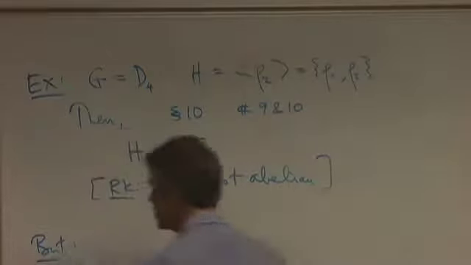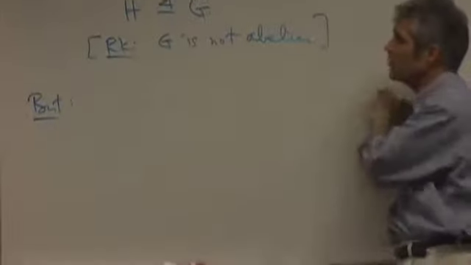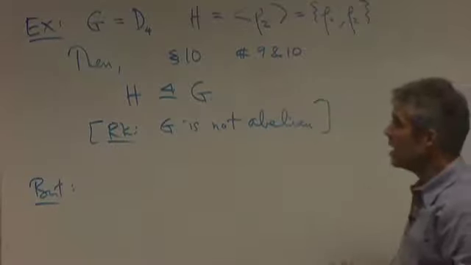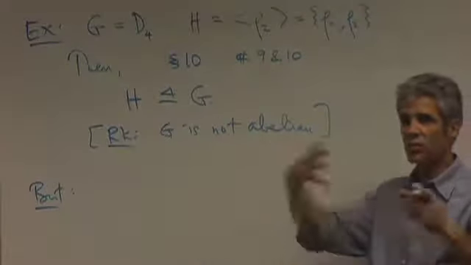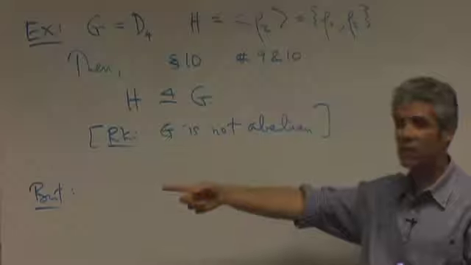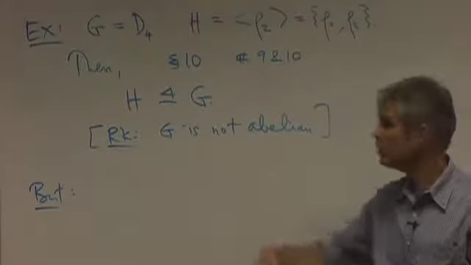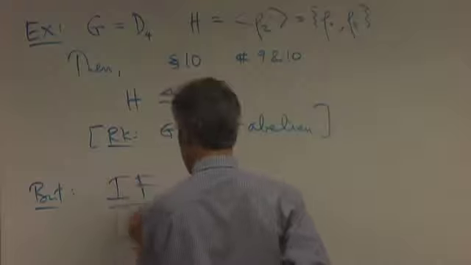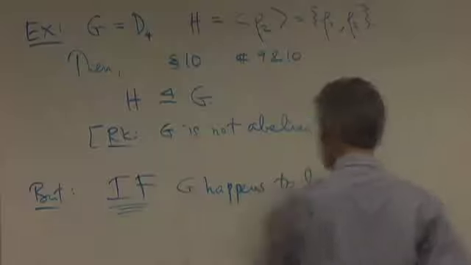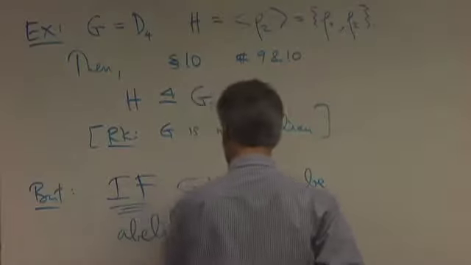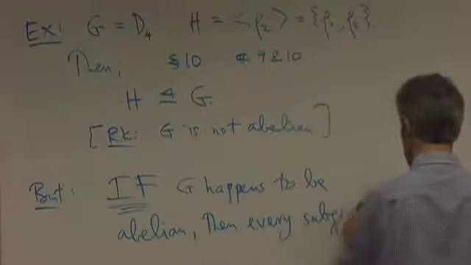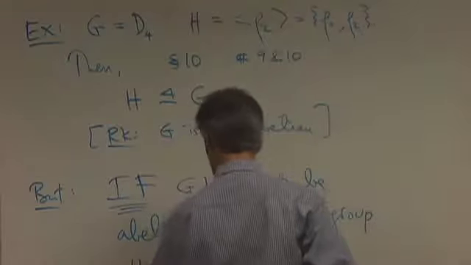I hesitate to put this in here because then it might give you the wrong impression, but hopefully having written down this example first, you won't get the wrong impression. If it happens to be the case that the original group that you start with, this group G, is abelian, if it is, then it turns out, regardless of what subgroup you write down, it'll be normal. If G happens to be abelian, then every subgroup H will be normal.